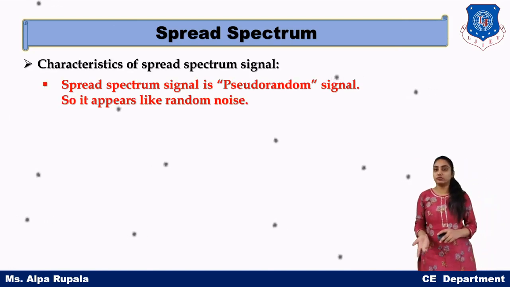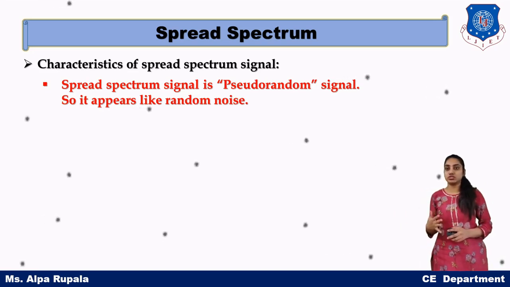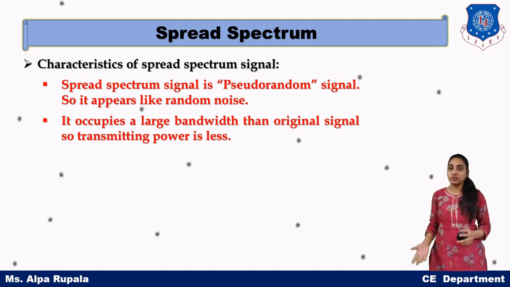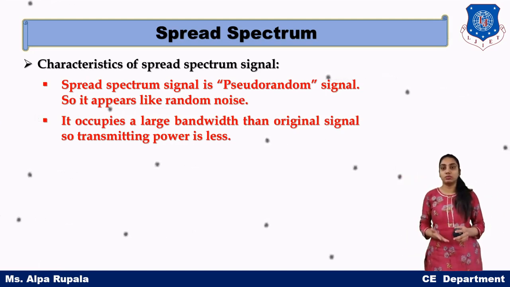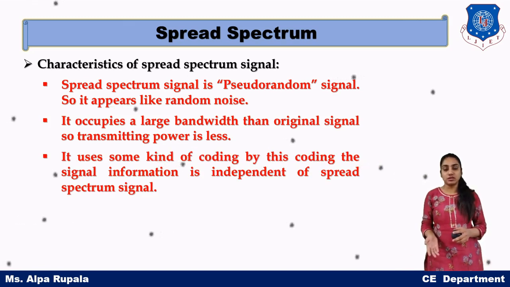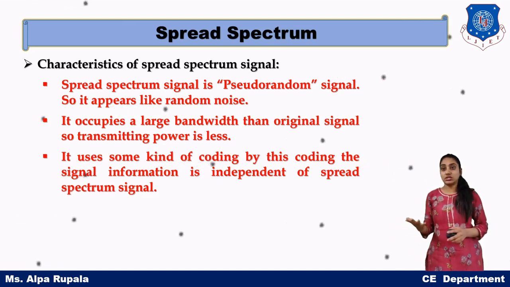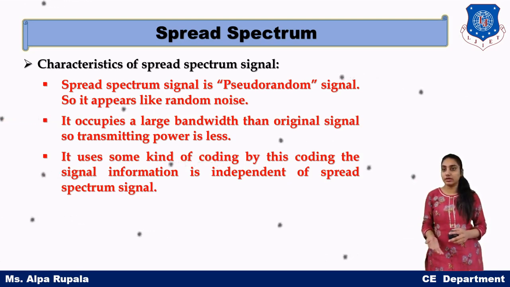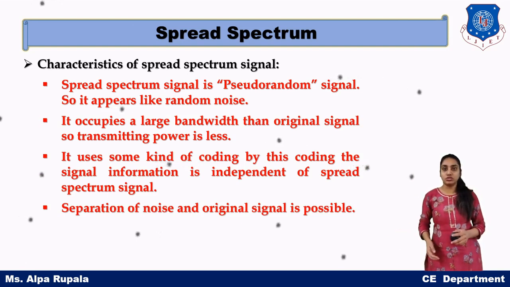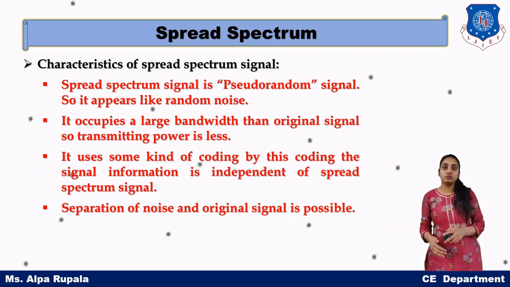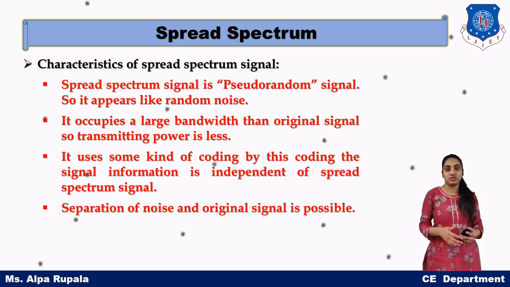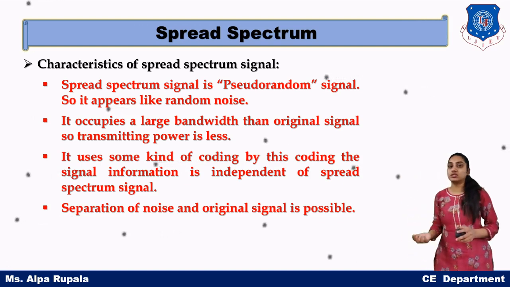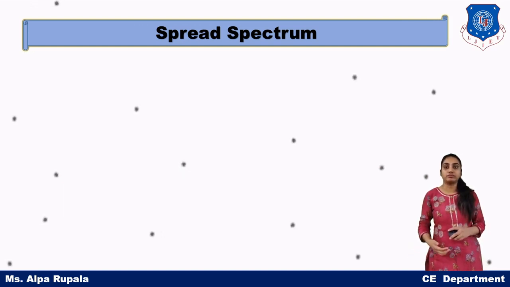Characteristics: as I have told you earlier, a spread spectrum signal is a pseudo random signal. It just appears like a random noise signal. It occupies a large bandwidth because we are spreading it over the available bandwidth, so it requires a much lesser amount of transmission power. Next, it uses some kind of coding, so security is carried out, and we can separate the noise and original signal by converting the broadband signal back into narrowband signal at the receiver side, and then we can filter out the noise. These are all the characteristics of spread spectrum.